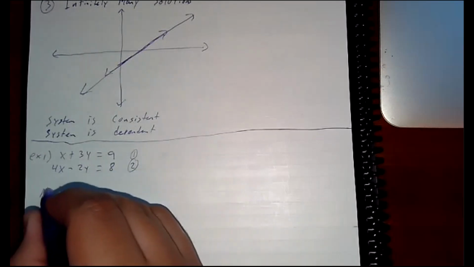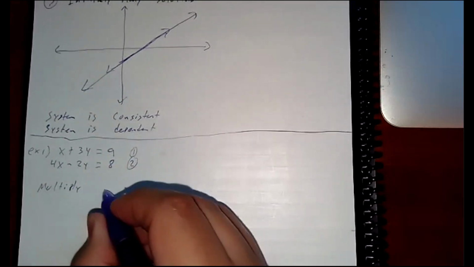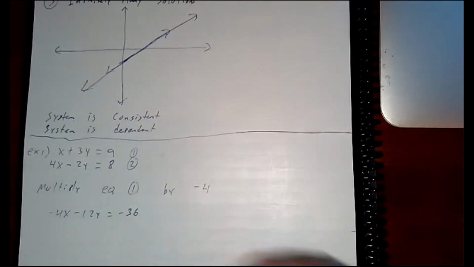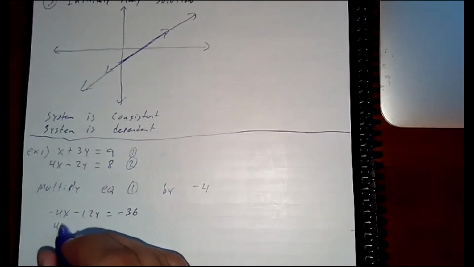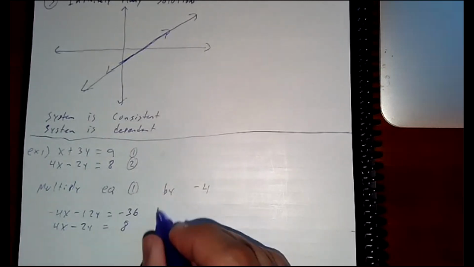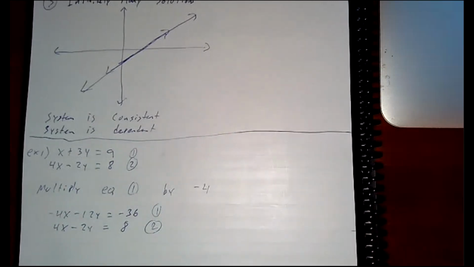So this technique I'm about to use is called elimination. So I'm going to multiply equation 1 by -4. So every single term will be times -4. So -4x minus 12y is equal to -36. 4x is the second one, so I'm going to write it again. Minus 2y is equal to 8. So this is still 1 and 2. Right? Since it's an equation, you can always multiply both sides by whatever you like, except 0.